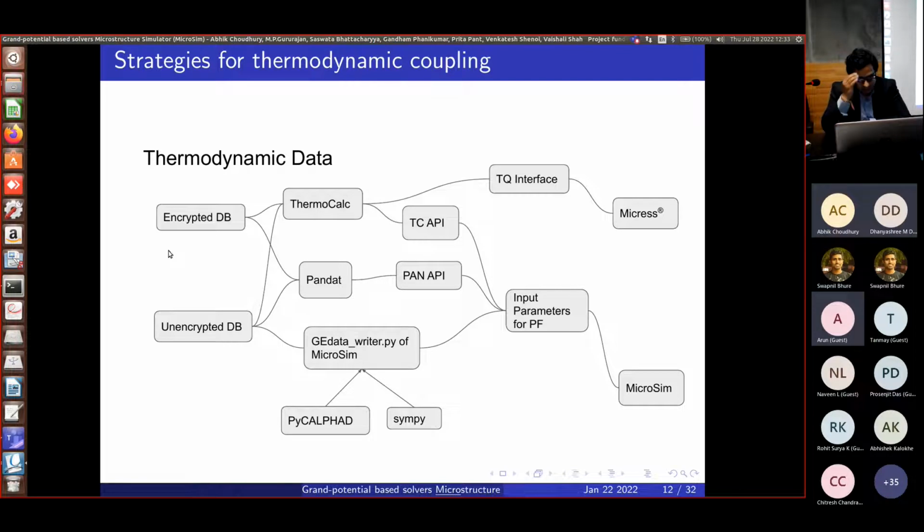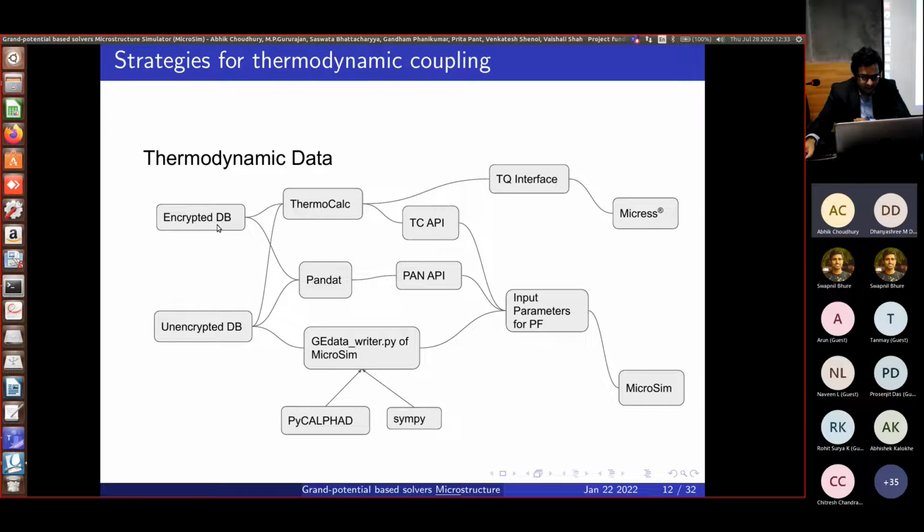If you look at thermodynamic databases, there are two types of databases available in the market. You have encrypted databases. These are proprietary databases that can be got from Pandat and Thermocalc, who are the owners and makers of these databases. They will only give you things that you can calculate with the database, but you cannot see the database with all its functions. The functions are not available to you, but you can evaluate the properties that you need thermodynamically using these encrypted databases.